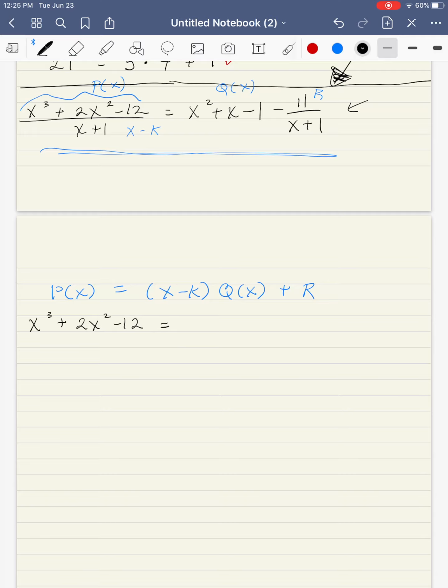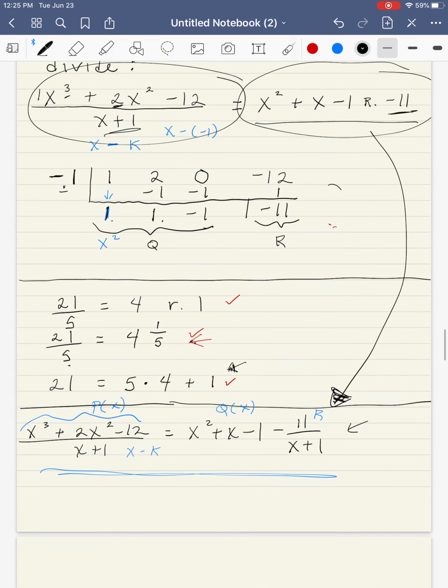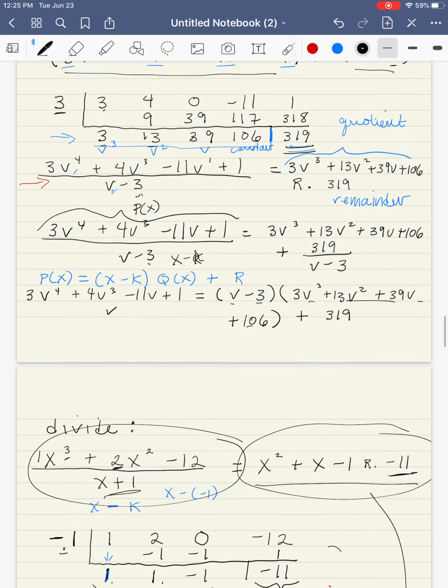Okay, our p of x, our numerator function, was x cubed plus 2x squared minus 12. And we saw that that was equal to what we divided out, the x plus 1, times the quotient, x squared plus x minus 1, minus my remainder, 11. It's actually plus negative 11, which is the same thing as minus 11. If I multiplied this times this, combined like terms, subtracted the 11, I would get this polynomial.